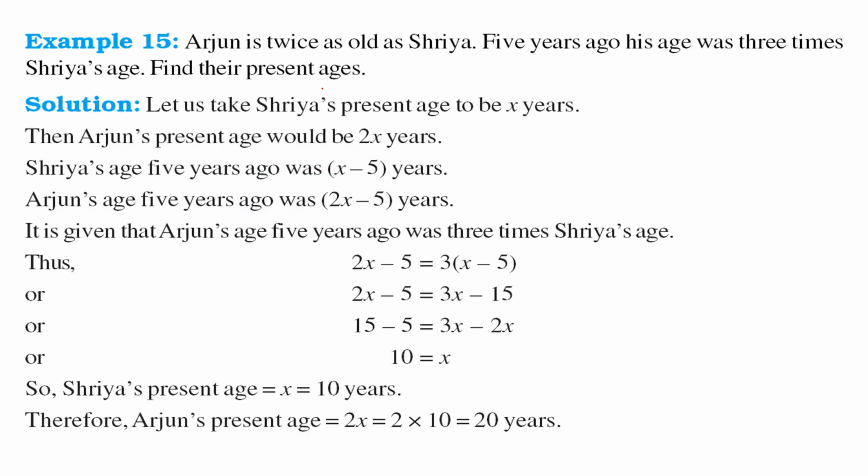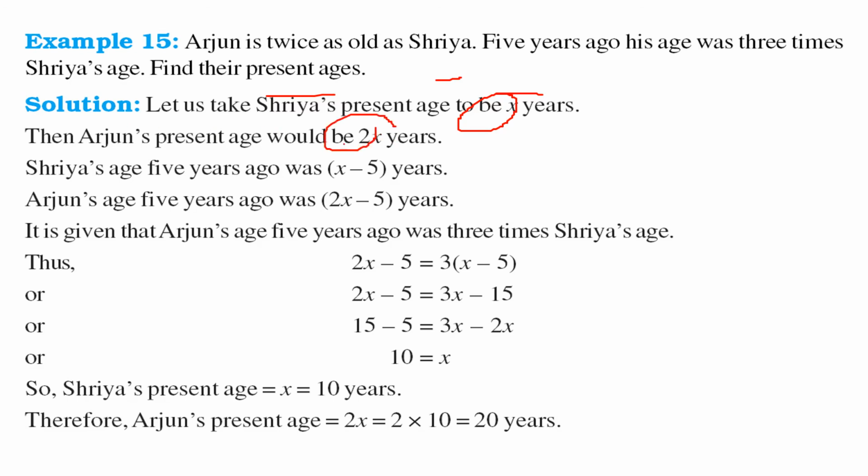Arjun is twice as old as Shriya. Five years ago, his age was 3 times Shriya's age. We have to find their present ages. So we can start with Shriya's present age, which is x years. So Arjun's present age will be what?